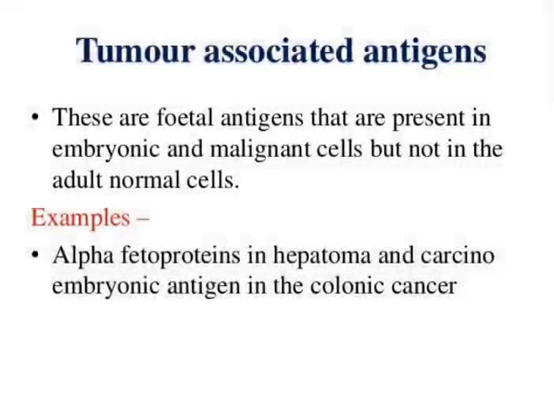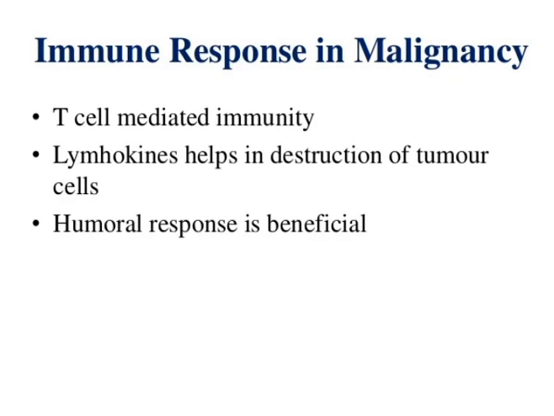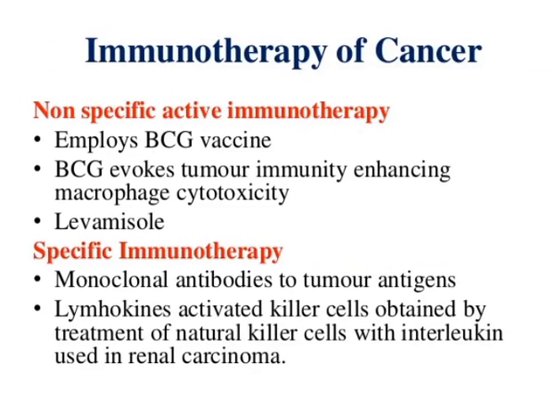Tumor-associated antigens are fetal antigens that are present in embryonic and malignant cells but not in adult normal cells. Example, alpha fetoprotein in hepatoma and carcinoembryonic antigen in colonic cancer. Immune response in malignancy: T-cell mediated immunity, where lymphokines result, which help in the destruction of tumor cells. Humoral response is a beneficial one.